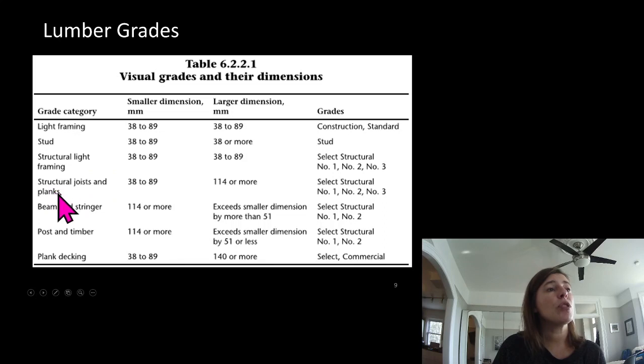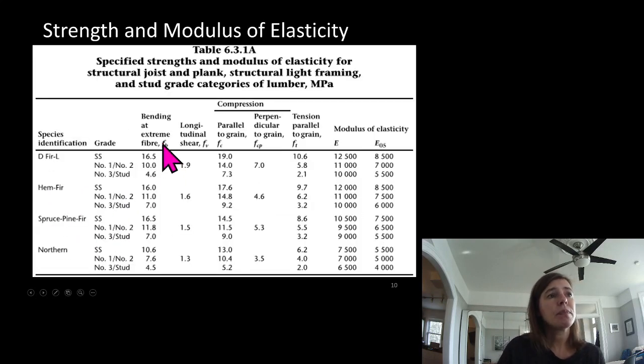It looks like we're a structural joist and plank. Oh, look, they literally called it a joist in the example. Seems to make sense that we would use whatever strength table gives us information for structural joists. Well, the structural joists and plank is on the same table as our structural light framing, so that's where we can pull out our information. They said it was spruce pine fir, or SPF, number 1, number 2, and we care about bending and we care about shear. It looks like we've got 11.8 MPa for bending and 1.5 MPa for shear.